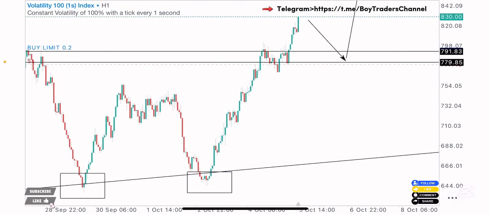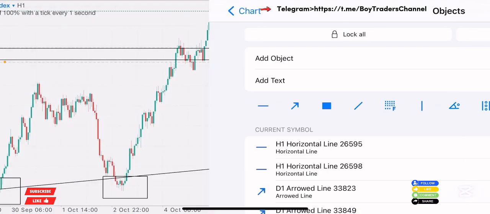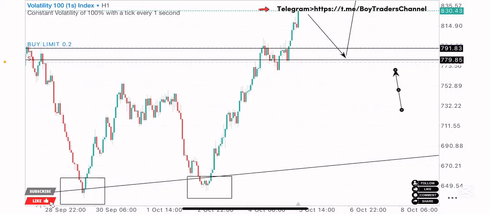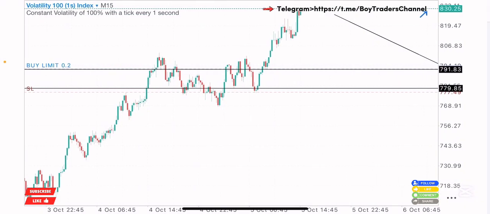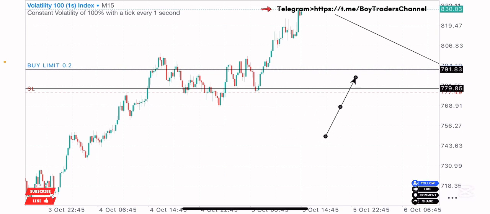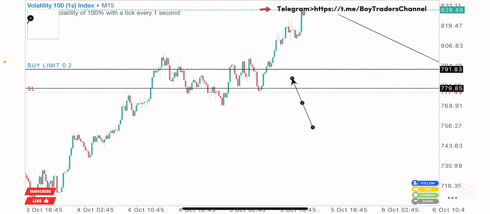And I'll still update you guys on how this trade plays out. My stop loss is below my buy zone, on the level of 777.49. Entry point at the level of 791.83. So you guys can work with these entry and exit levels.